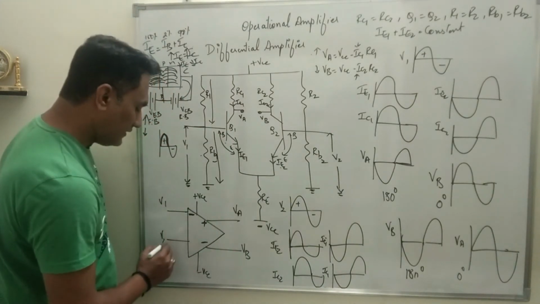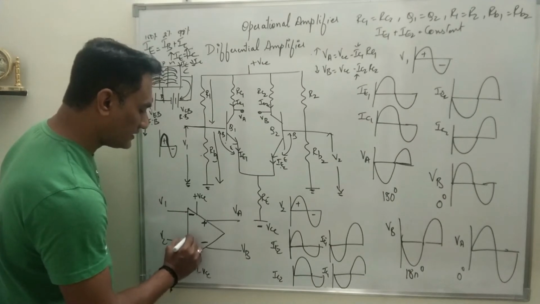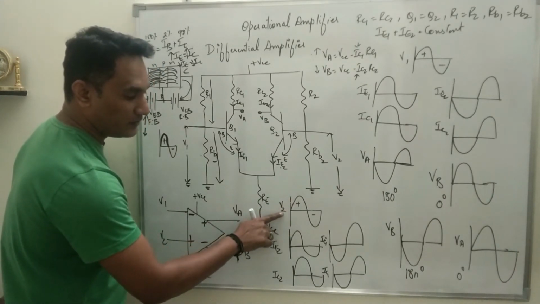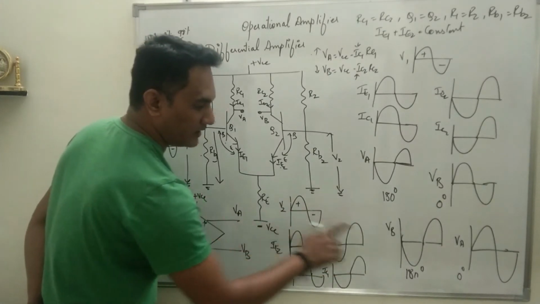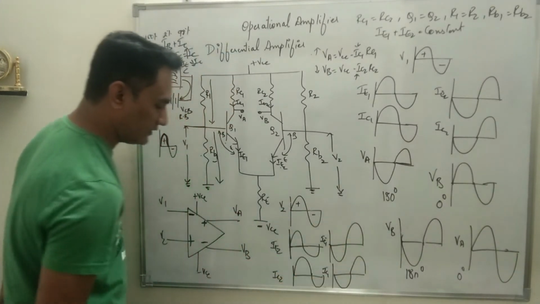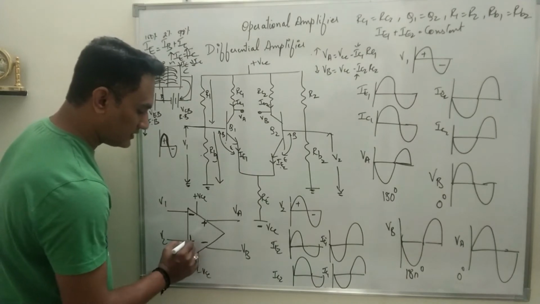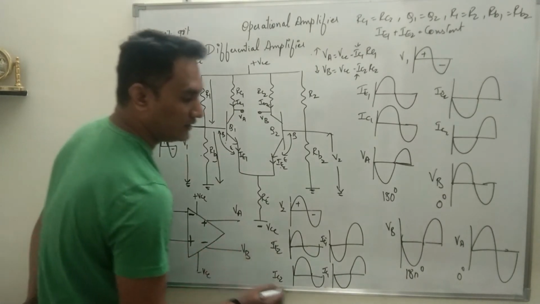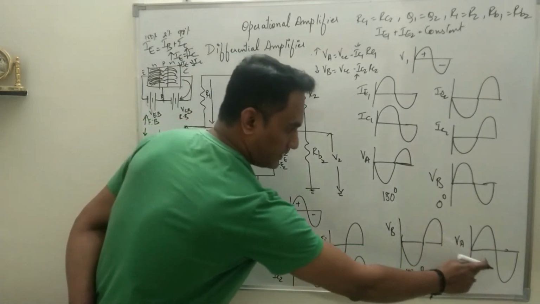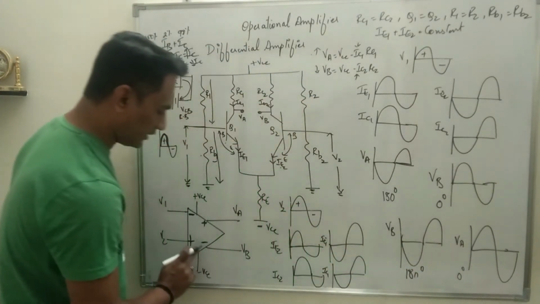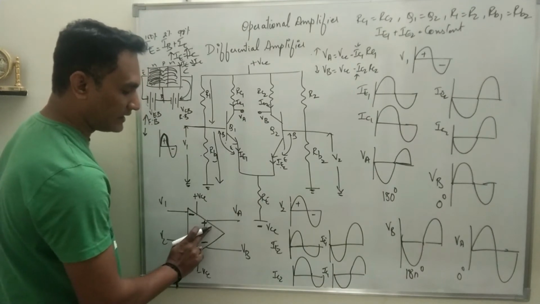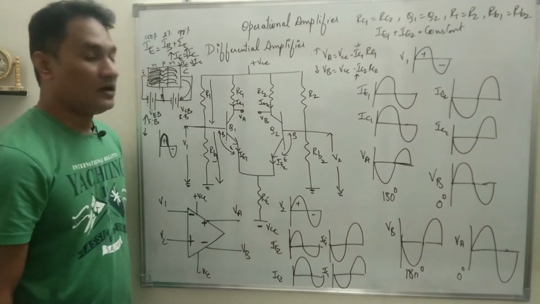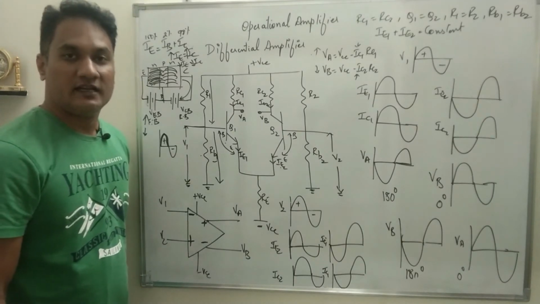Similarly, V2 we will mention as positive. When input is applied to V2, what you get at VB is a 180-degree phase shift, the opposite polarity. So when positive is given, you will get negative at VB. And at VA, you get a 0-degree phase shift, so whatever the polarity here, the same polarity will be at VA. So this is the symbolic representation of the differential amplifier.